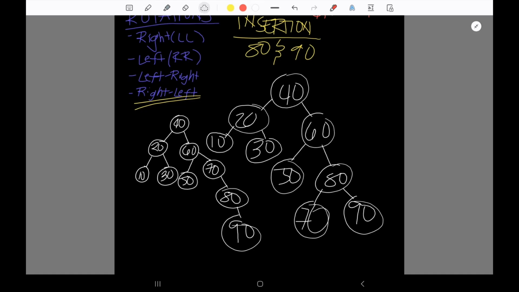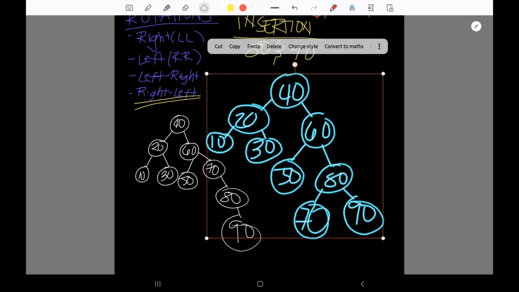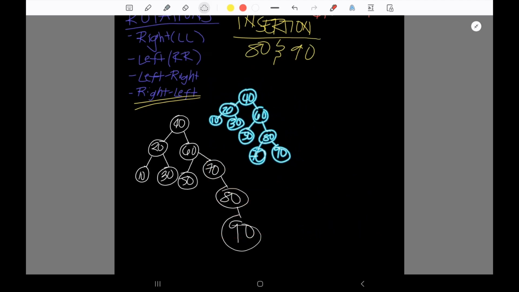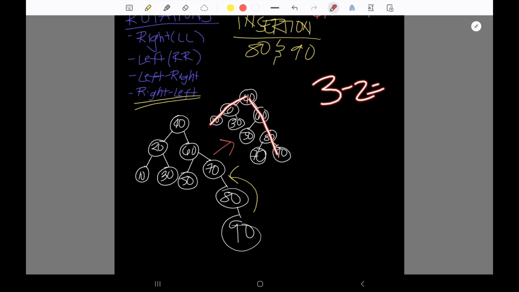So I'm gonna minimize this. After a left rotation, we have this. So let's check if the tree is balanced. From the right we have 1, 2, 3. We have 3 minus 1, 2. So it is now balanced because we have a balance factor of 1.